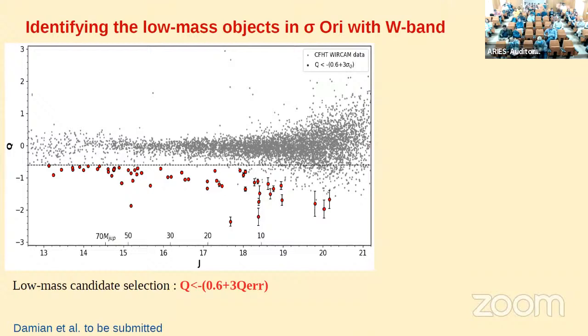So now to observe the brown dwarfs, first we photometrically identify them using a criterion of a Q index less than minus 0.6 plus 3 sigma. This essentially segregates the objects with spectral type M6 and later, which is the stellar and substellar boundary limit. These objects are highlighted here in red. This is the initial sample that we have filtered out.